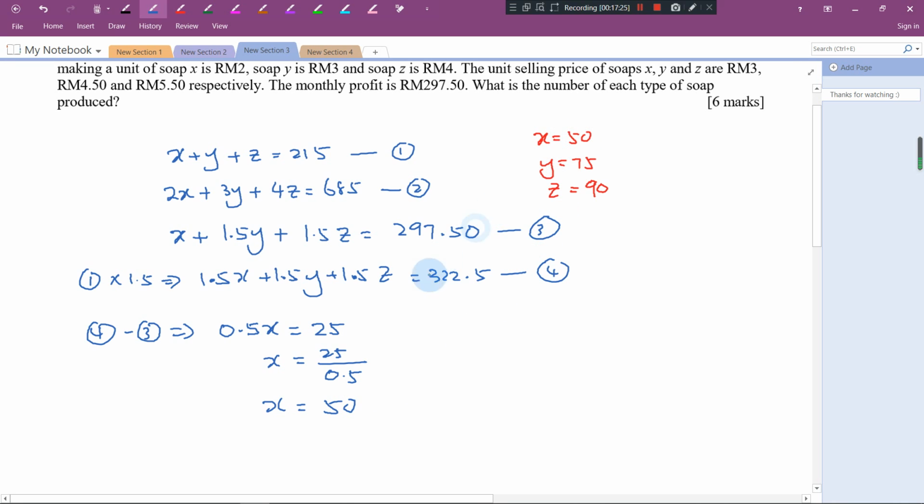Okay, before we proceed, let's check. Correct or not? Okay, correct, we proceed. If this is not correct, we have to redo it again, because if the x is wrong, the y and z will also be wrong. Okay, so correct. X is equal to 50.